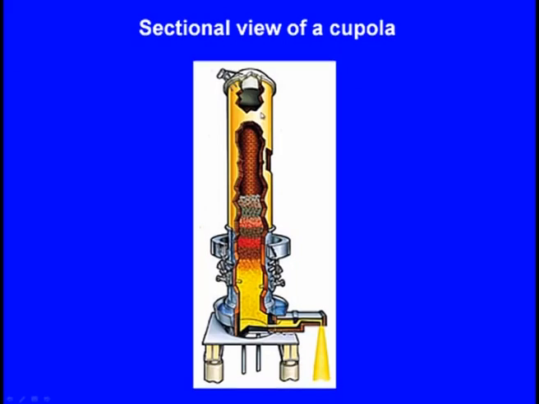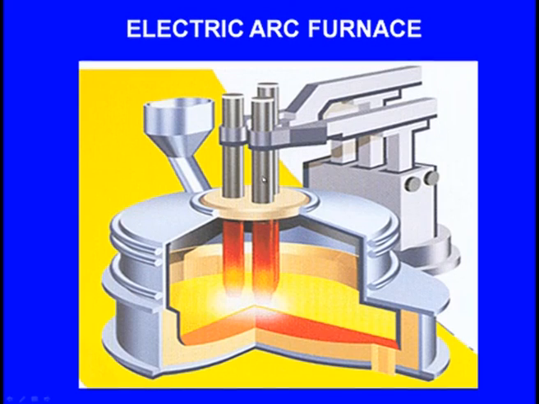So, this is the sectional view of a cupola. Now, let us see the electric arc furnace. Now, this is the electric arc furnace, and here we can see these are the electrodes, and an arc will be created, and because of the high temperature of the arc, the charge will be melting. So, that is the simple principle of electric arc furnace.